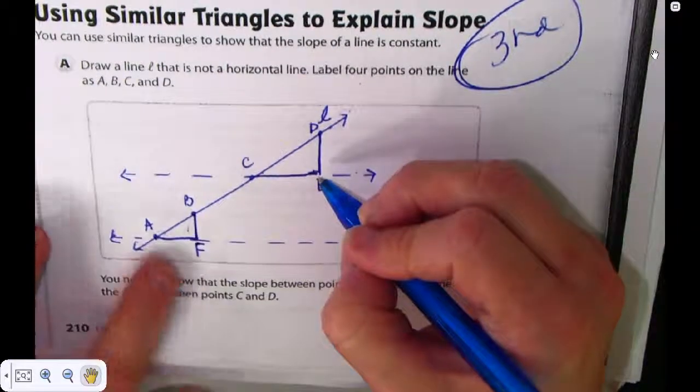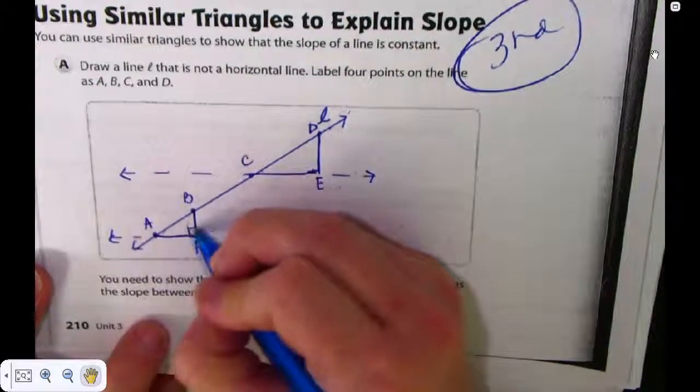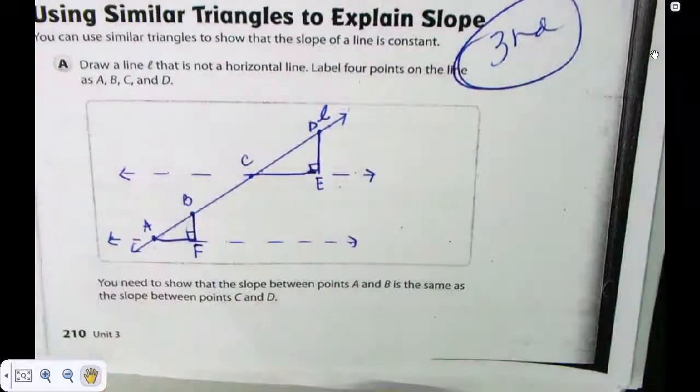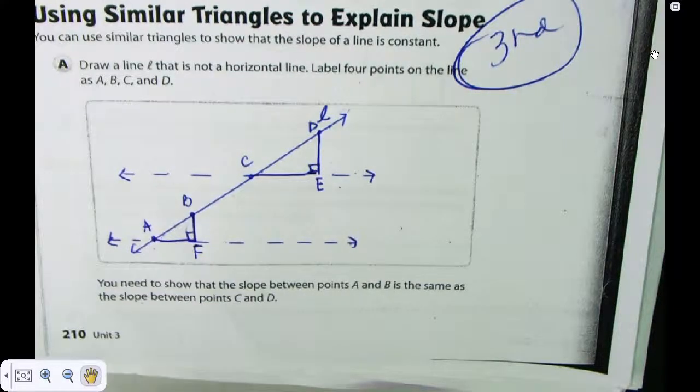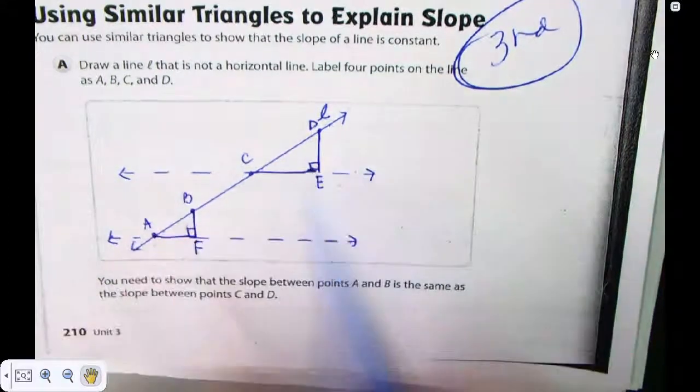So we're going to prove these two triangles are similar. We already know that angle F and angle E are congruent. How do we know that? They're both 90 degrees, because we ran and then we went straight up. So we know those are 90-degree angles. So we already have one pair of congruent angles, E and F.